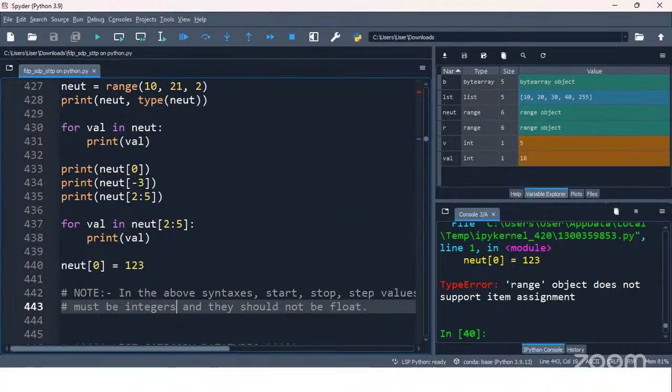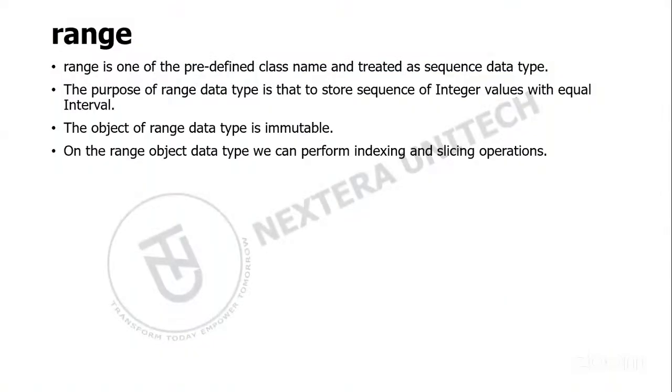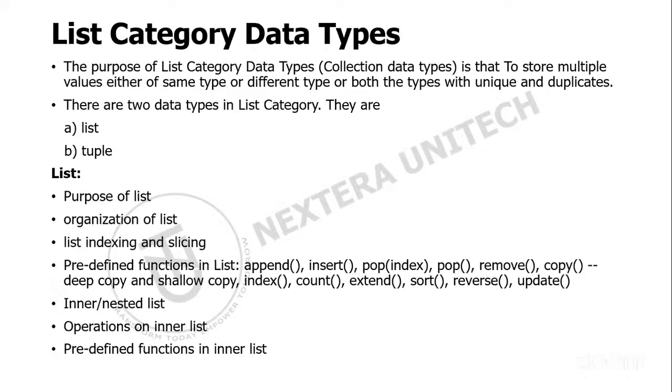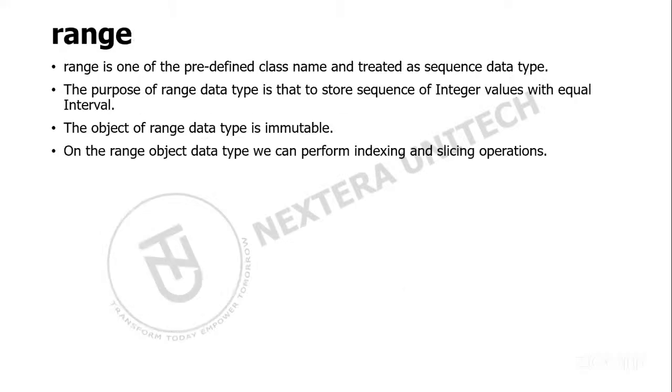Right. So with this, we have successfully completed sequence category data types as well. We are supposed to start list category data types, which we'll be doing from tomorrow. The rest of the data types will be covered as part of the next session, guys.